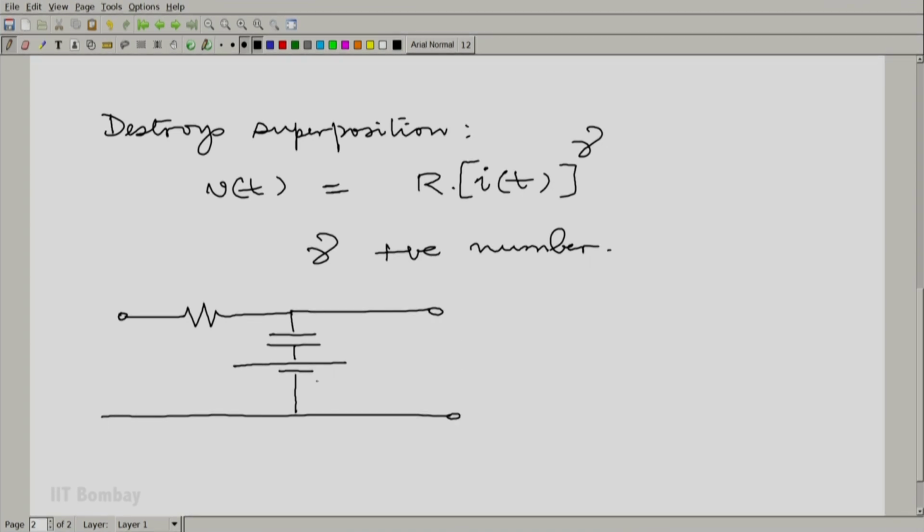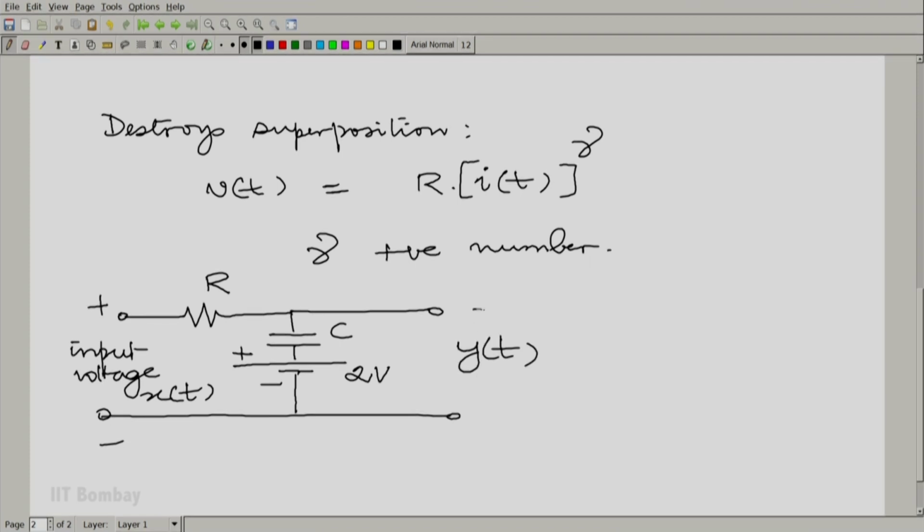Let us say this voltage source is 2 volts with the polarity as shown, and of course you have the input voltage here, which we have called x(t), with this polarity. And now you have the output voltage, which is the capacitor voltage plus 2 volts. There is a bit of trouble here now. What is the describing equation? What is the current in the circuit?